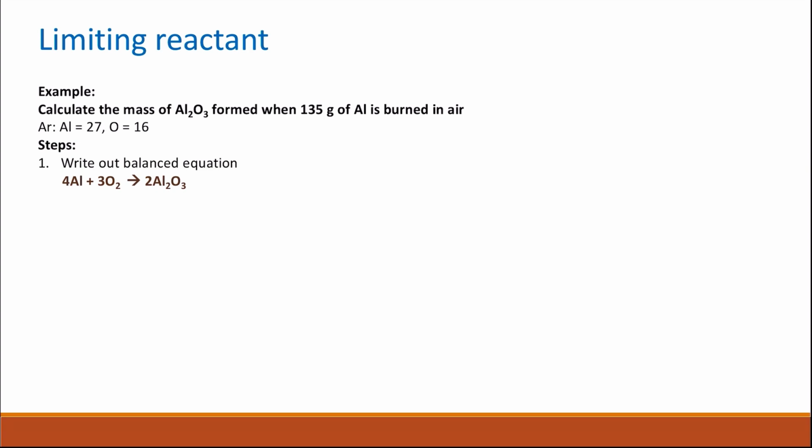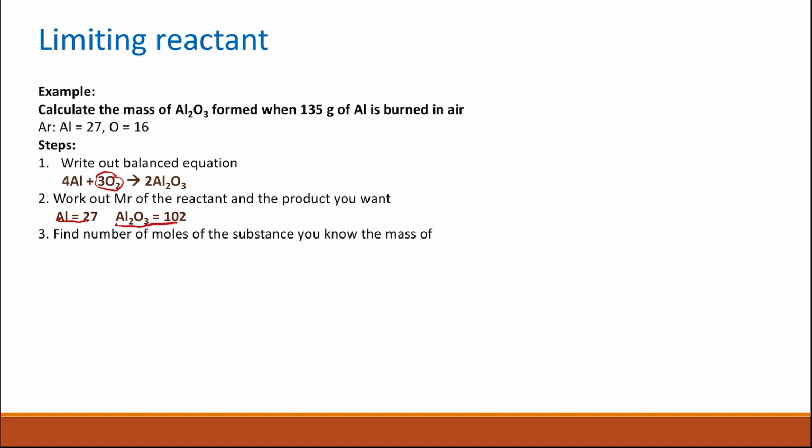Of course, oxygen will be in excess because aluminium is burned in air. So aluminium here is the limiting reactant, and all our work will depend on the amount of aluminium. So we need to work out the formula mass or molecular mass of the limiting reactant and the product that is produced. So here aluminium is 27 and aluminium oxide is 102.